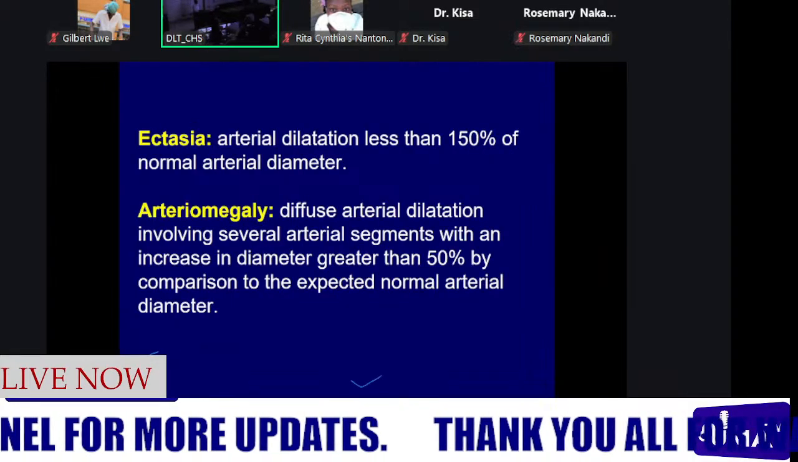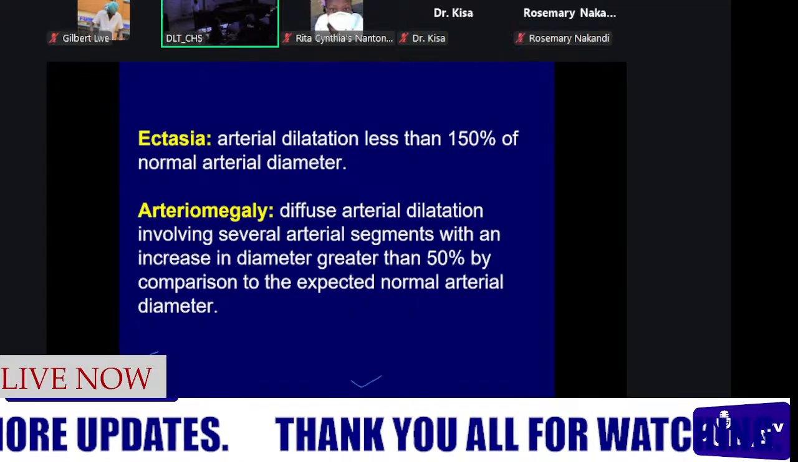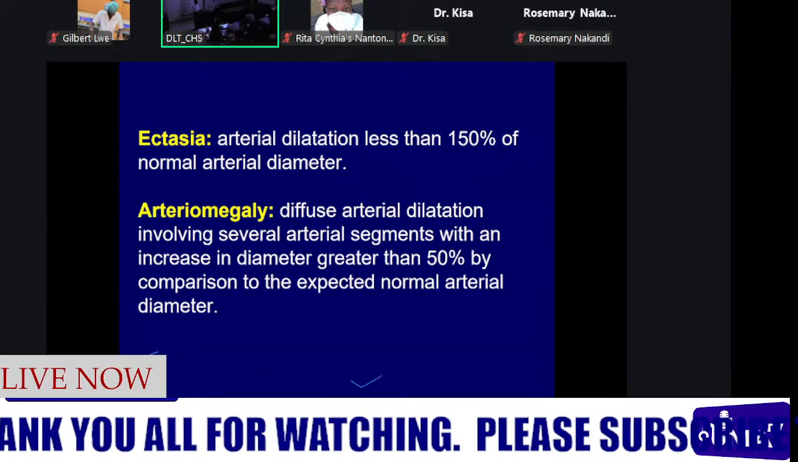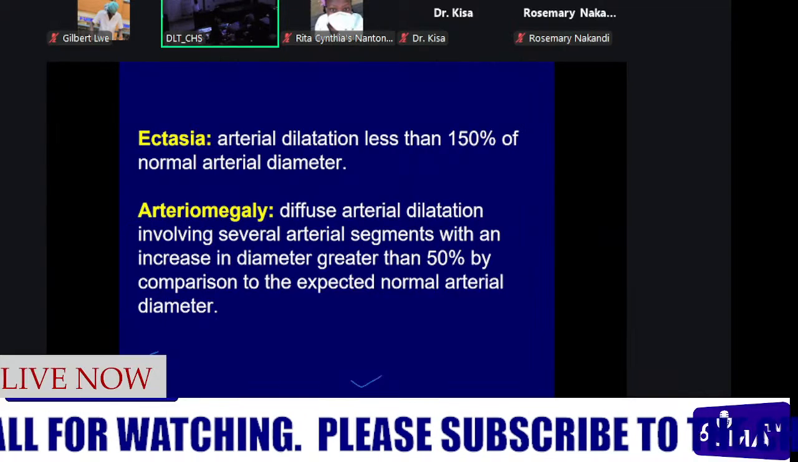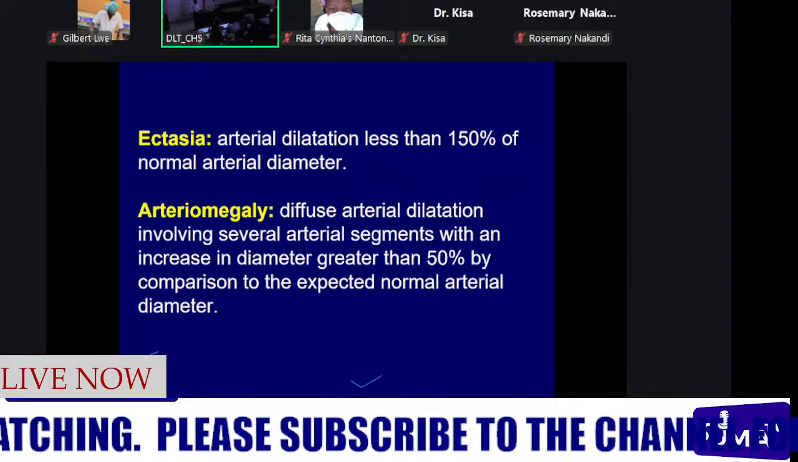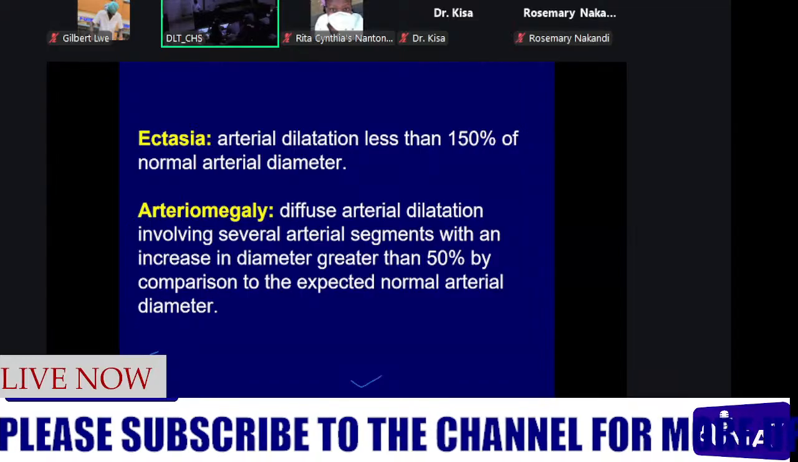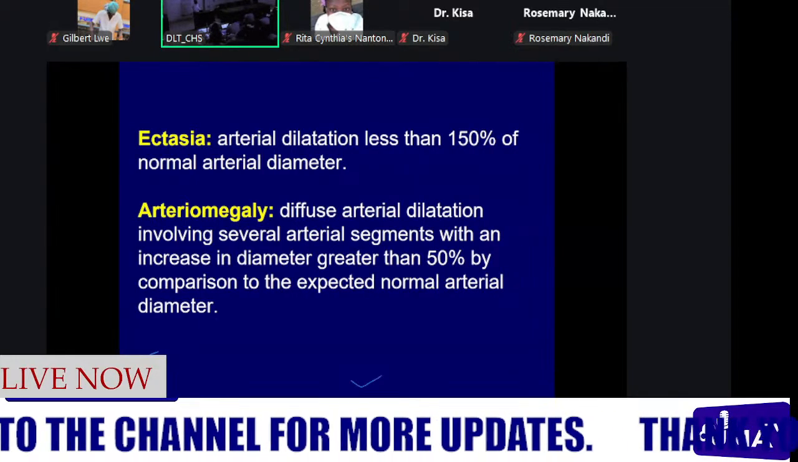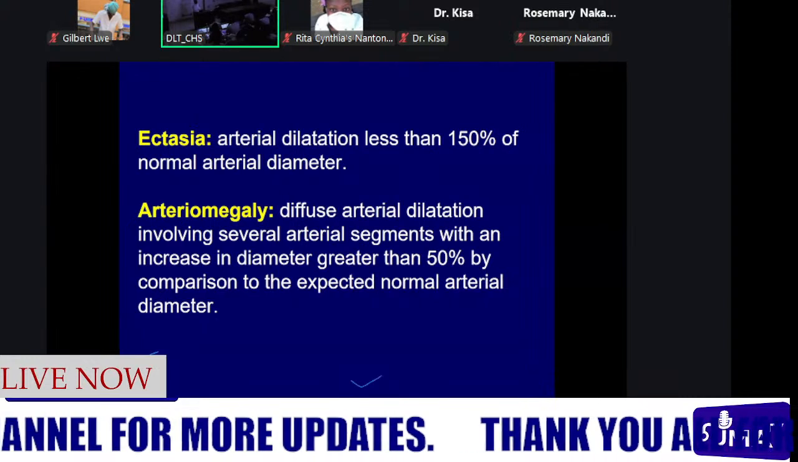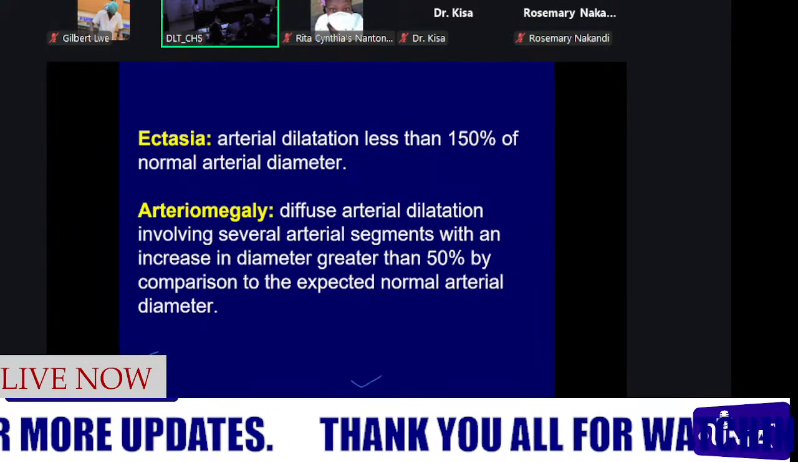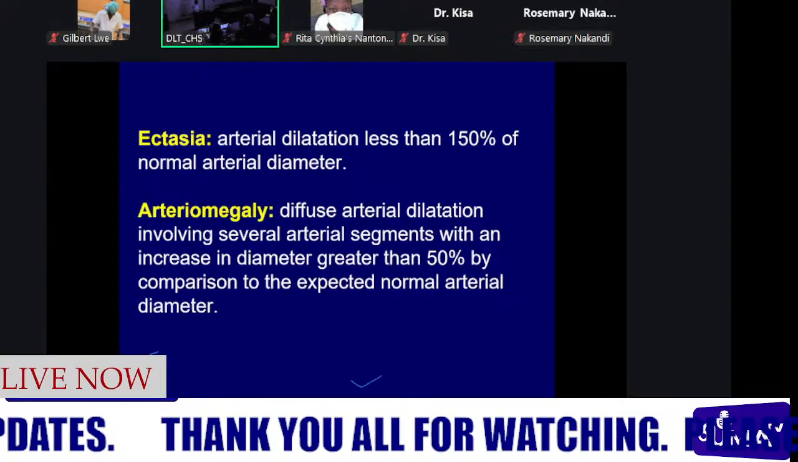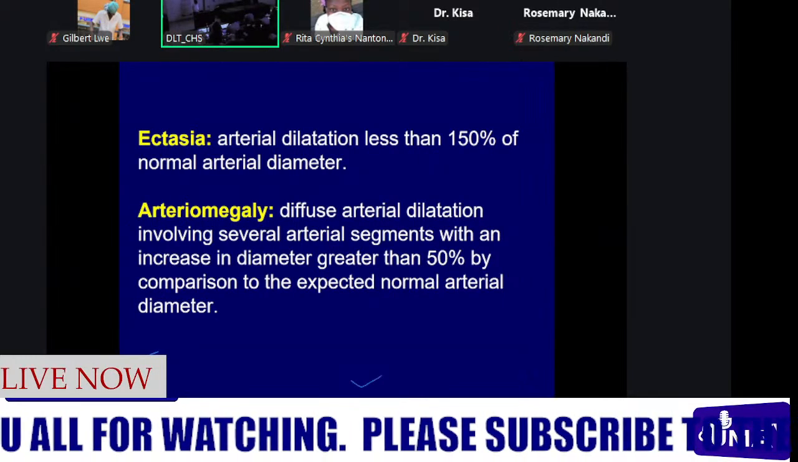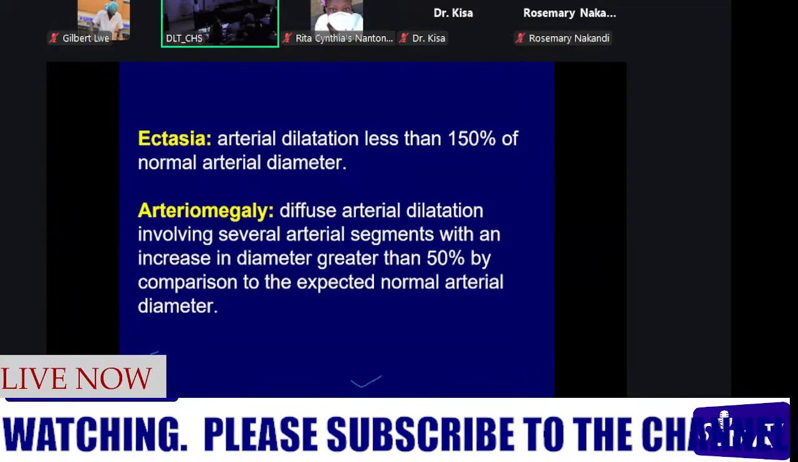That gives you what we call a pseudoaneurysm. Then ectasia. Ectasia means your vessel has become bigger, but less than 150% of the original diameter. Then arteriomegaly means diffuse arterial dilatation, which involves many segments of the artery, usually greater than 50% from the original diameter. So it's very important to know what these terms mean: ectasia, aneurysm, arteriomegaly, normal artery.